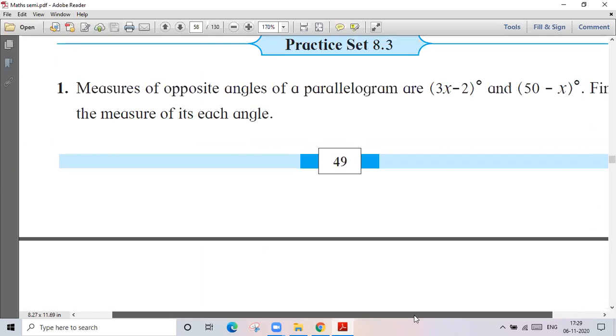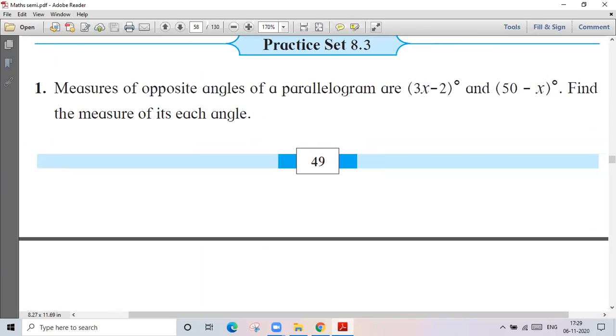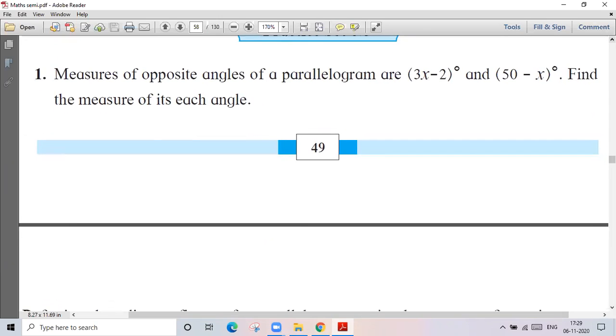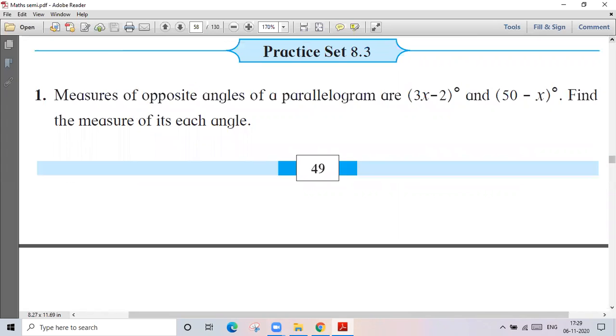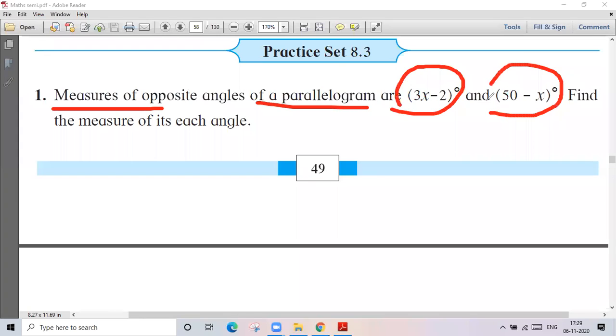So practice set 8.3, question number 1. What is given to us? Measures of opposite angles of a parallelogram are 3x minus 2 degrees and 50 minus x degrees. Find the measure of each angle.